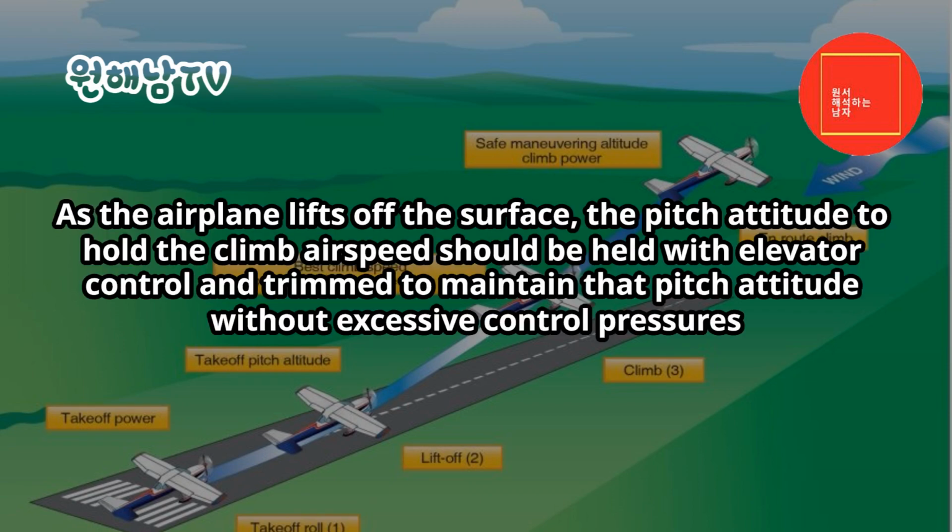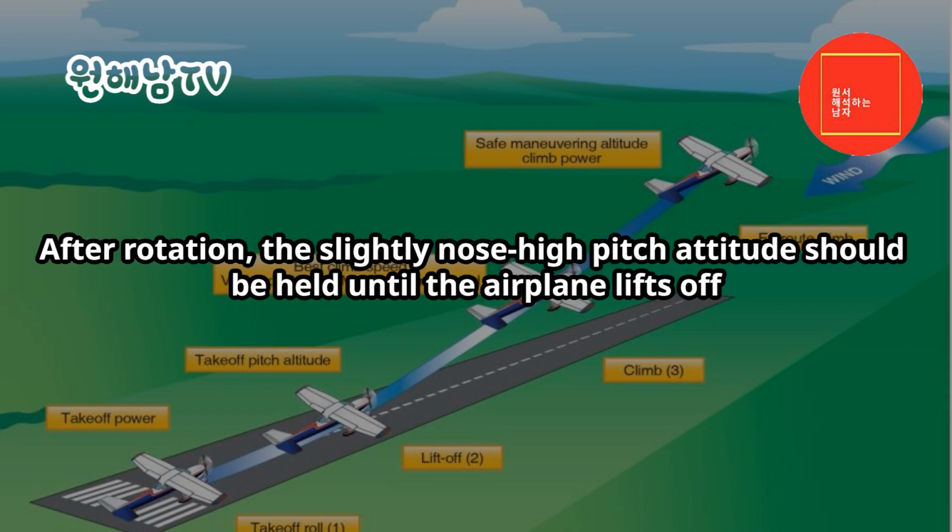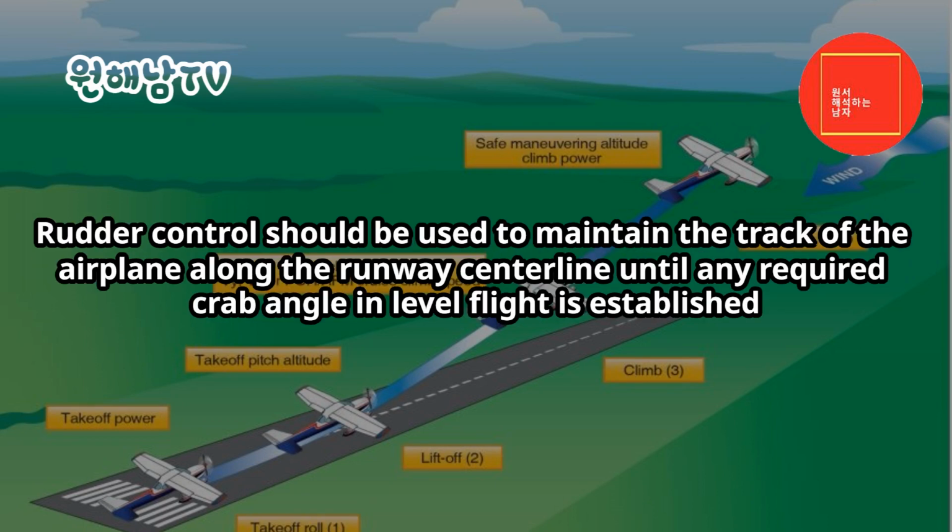As the airplane lifts off the surface, the pitch attitude to hold the climb airspeed should be held with elevator control and trimmed to maintain that pitch attitude without excessive control pressures. The wings should be leveled after liftoff and the rudder used to ensure coordinated flight. After rotation, the slightly nose-high pitch attitude should be held until the airplane lifts off. Rudder control should be used to maintain the track of the airplane along the runway centerline until any required crab angle in level flight is established.